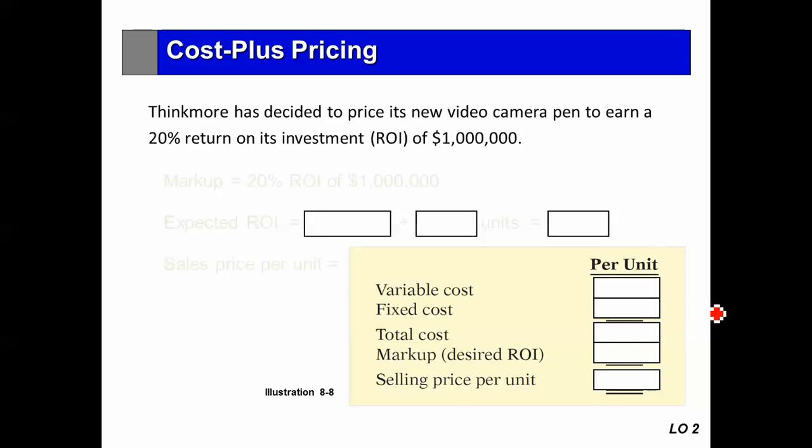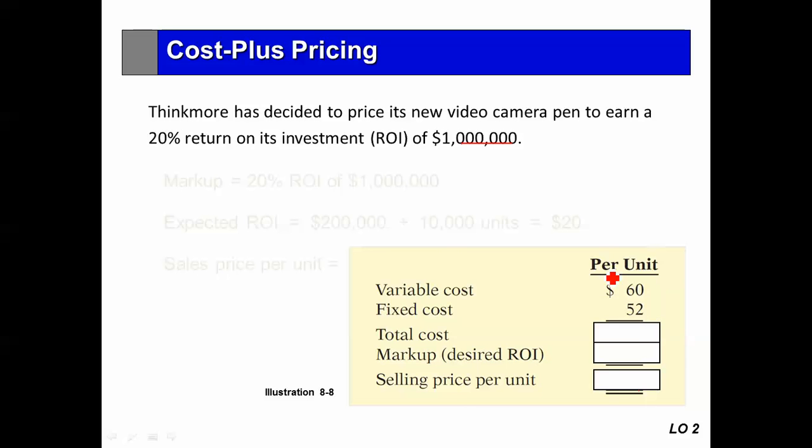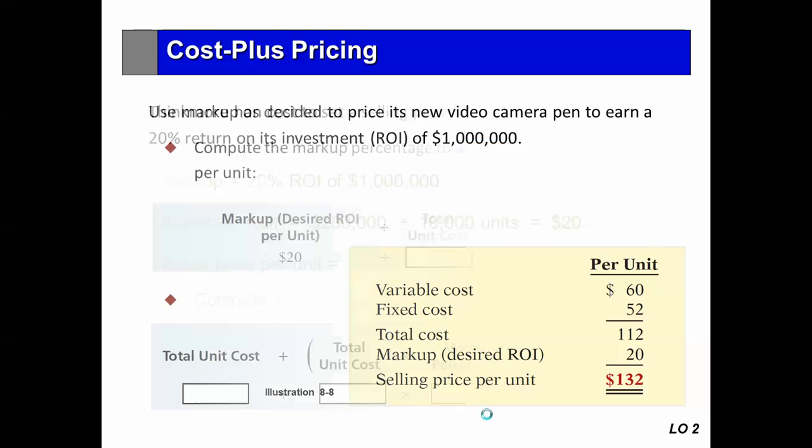So therefore, ThinkMore has decided to price its new video camera to earn a 20% return on investment. So the markup is 20% of the ROI of the $1 million. So therefore, the expected ROI is going to be $200,000. The variable cost $60, fixed cost $52, total cost $112. And what we want is a markup of $20, and then therefore our selling price would be $132. And that's the cost plus pricing method.